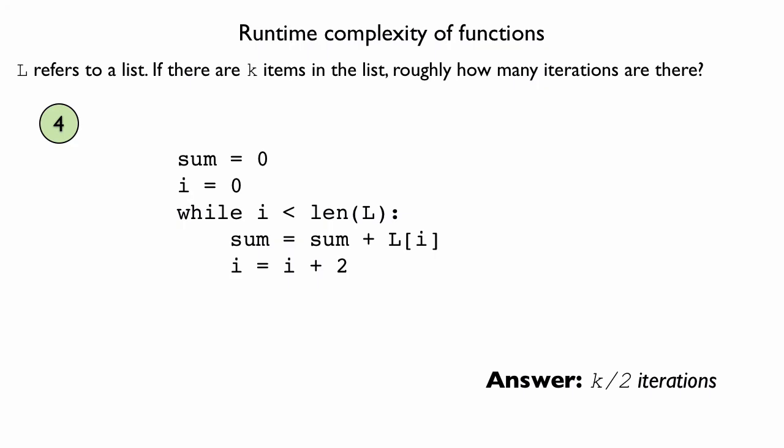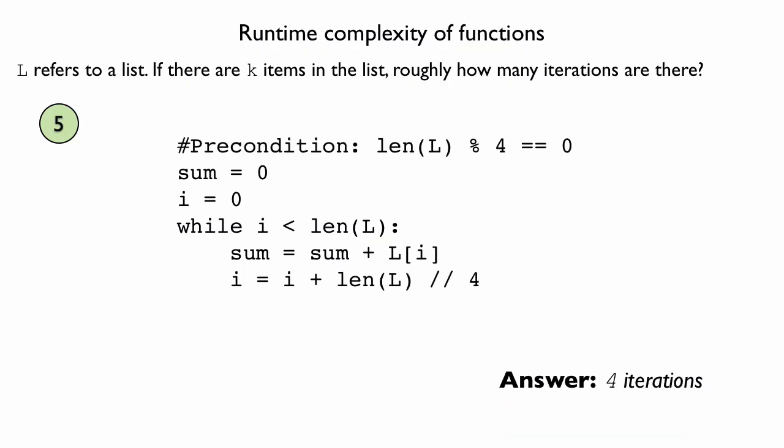Number 4: I make half as many iterations as there are items in the list. But if I double the number of items in the list, if I suddenly have 2k items, I'm going to make k iterations, which is twice as many iterations than I did before. This makes this function also a linear runtime function, even though it has fewer iterations than the one before.